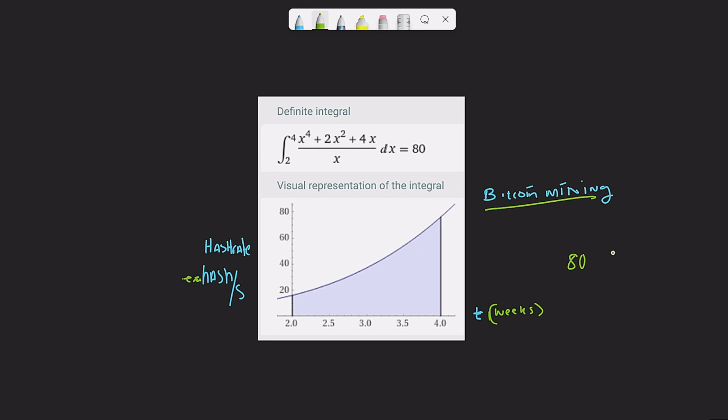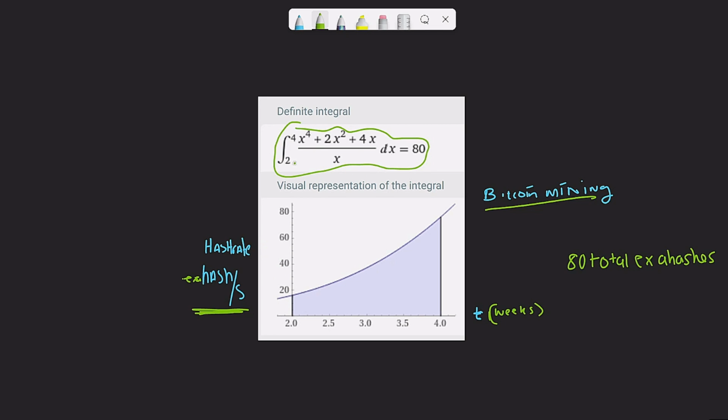80 total exahashes. And that is the value of what solving this gives us. And obviously we can apply it to more than just Bitcoin mining. There is an endless amount of applications for this. The important point to note is that the y-axis has to be a rate, some kind of rate, not just hashes over here.